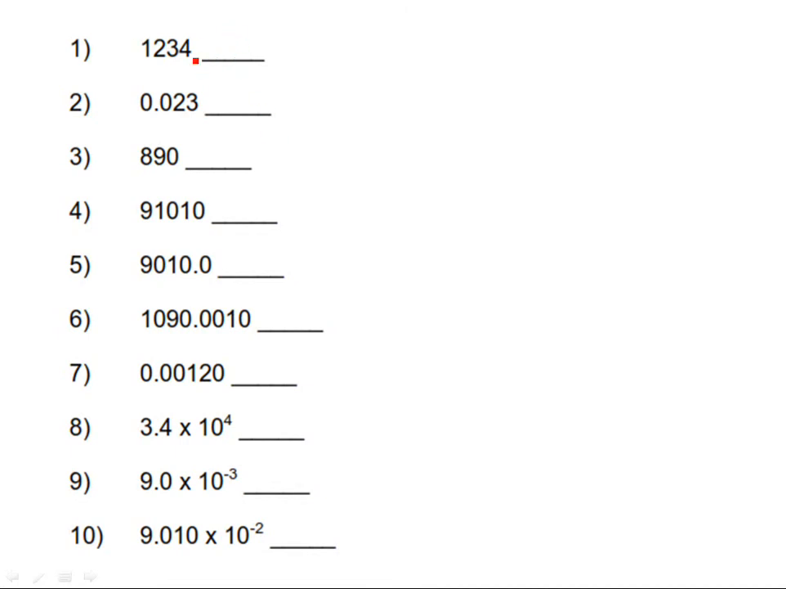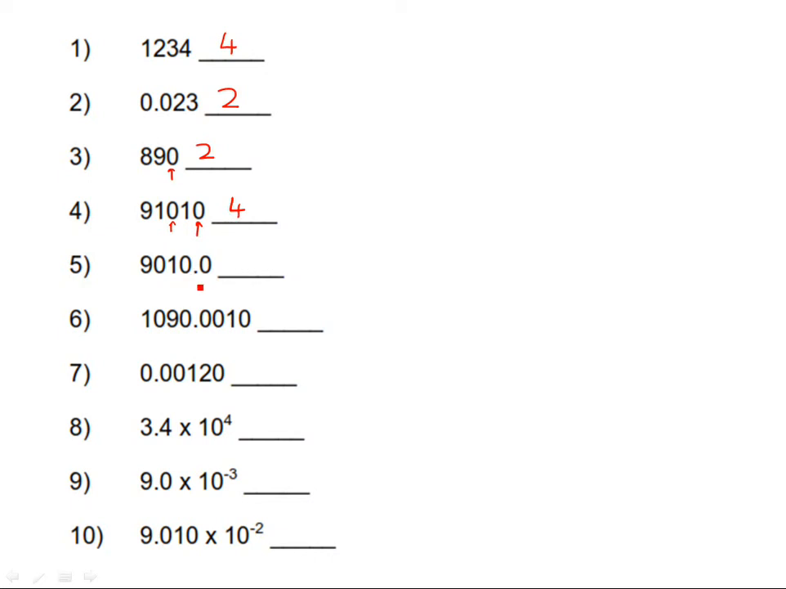Okay, so number 1, there are 4 significant figures. Number 2, you've got 2 leading zeros. They're not significant. The 2 and the 3 are, so that's 2. You've got a trailing 0 there. Okay, not significant, so that's 2. That there's a trailing 0. That's a captive 0 there. It's significant, so that's 4.